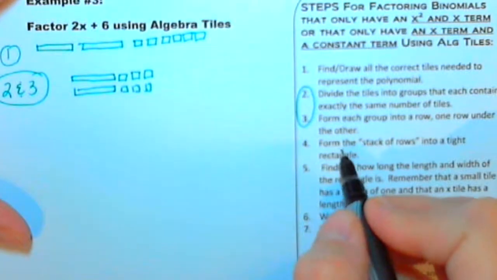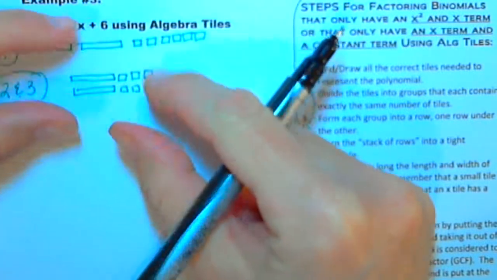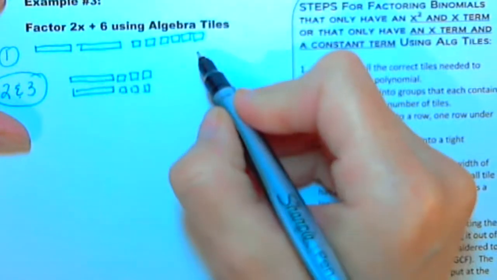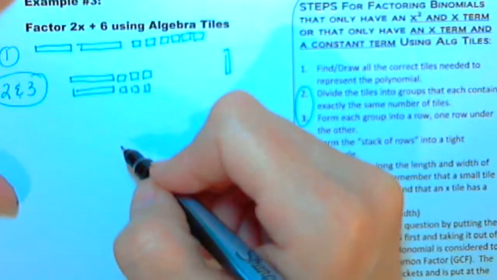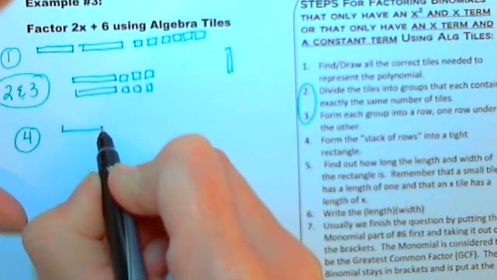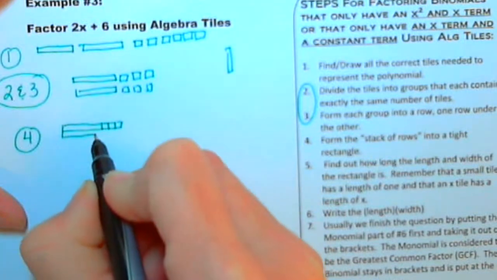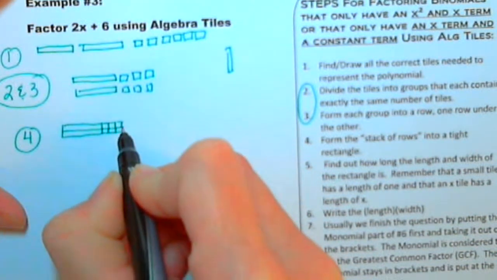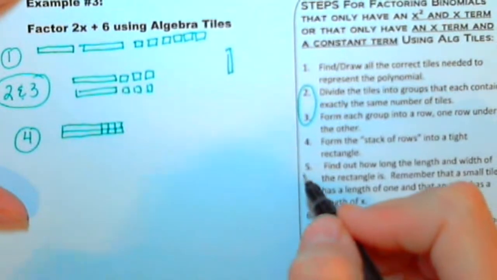Step number 4 is the most important step in this particular process, where it says form the stack of rows into a tight rectangle. And the way I've drawn it, all you need to do is really squeeze them together. If my X's had been drawn the other way, like if they had been drawn this way, it wouldn't work very well, so I would probably need to turn them this direction. You need to play with that so that it'll actually form a rectangle. So step 4 is going to look like this right here.